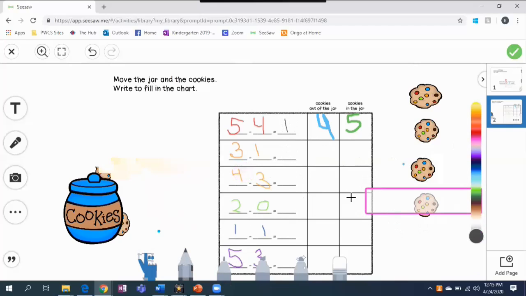Okay, so you are going to finish the rest of these problems by moving the cookies in and out of the jar and writing the numbers, and then you're going to click the green check mark to turn it in.